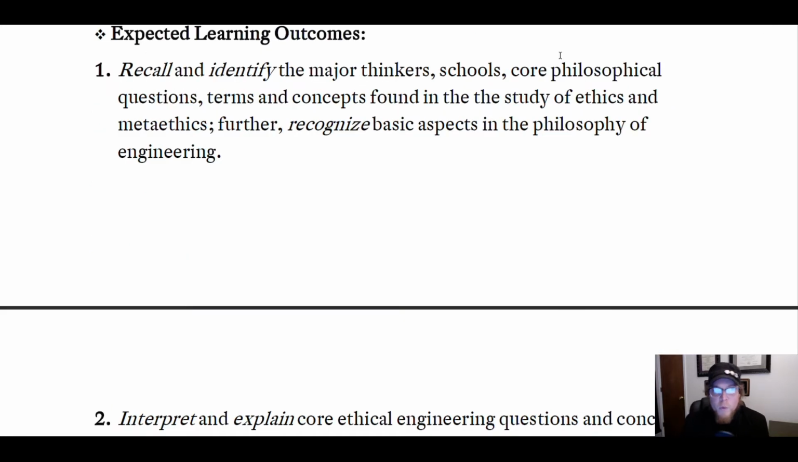Expected learning outcomes. 1. Recall and identify the major thinkers, schools, core philosophical questions, terms, and concepts found in the study of ethics and metaethics. Further, recognize basic aspects in the philosophy of engineering. So what I want you to do there is be able to associate various lines of thinking in ethics and engineering with particular schools and particular thinkers. Oh, Plato said something about this, about integrity, or Aristotle said something like that.